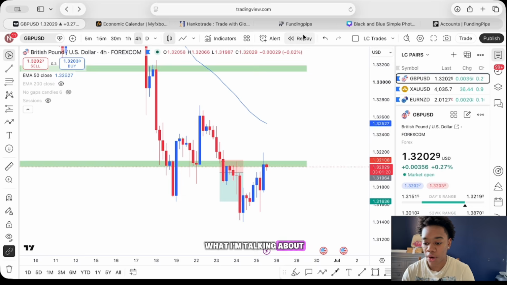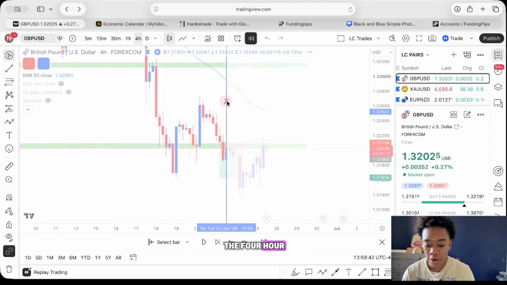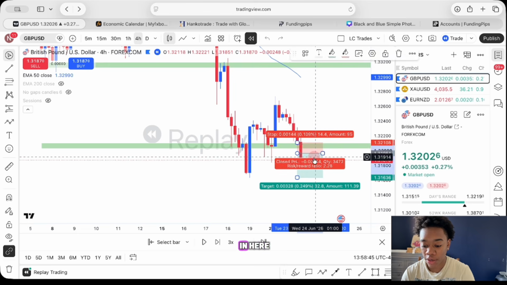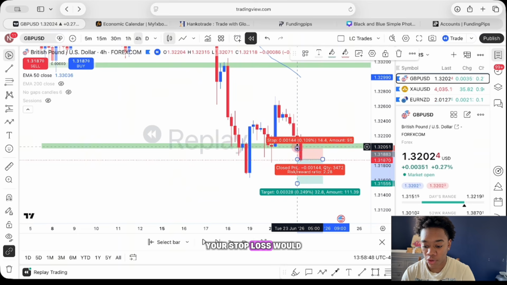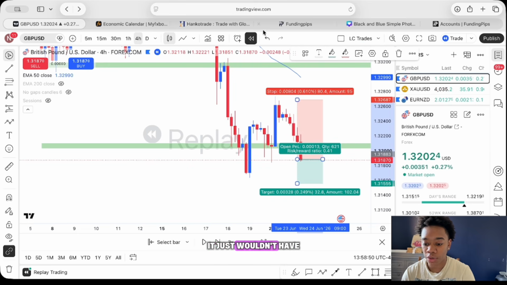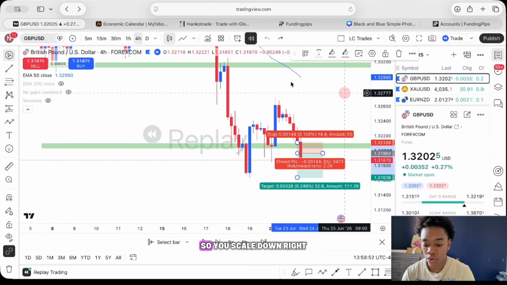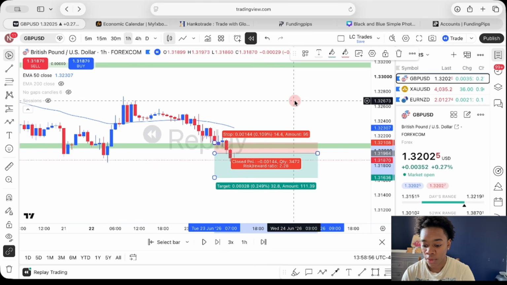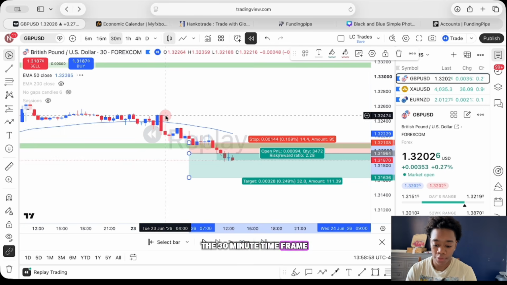But do you see what I'm talking about with why you can't wait for it on the 4 hour? You would have missed the whole trade if you were waiting for it here. You would have got in here. Your stop loss would have had to be somewhere above here. It just wouldn't have made any sense at all. So you scale down, right? Scaling down. Okay. Now, I was on the 30-minute time frame.